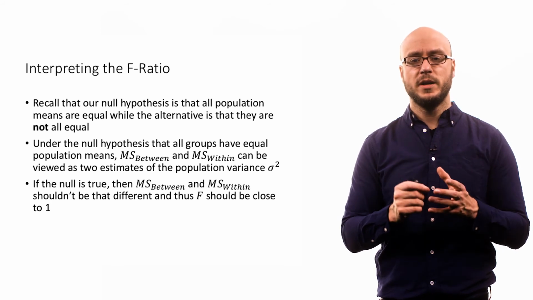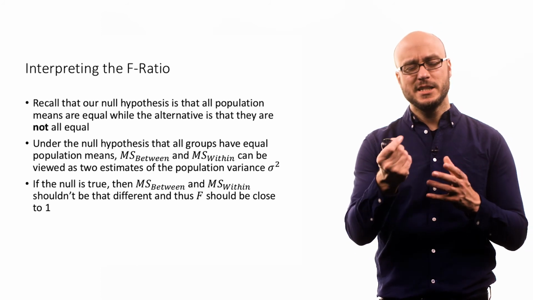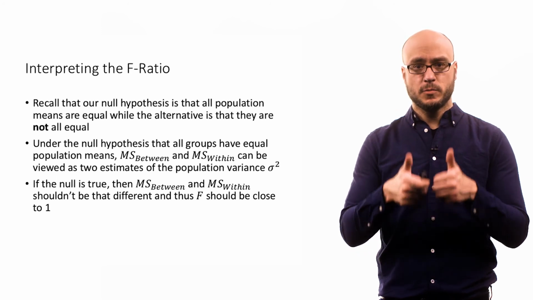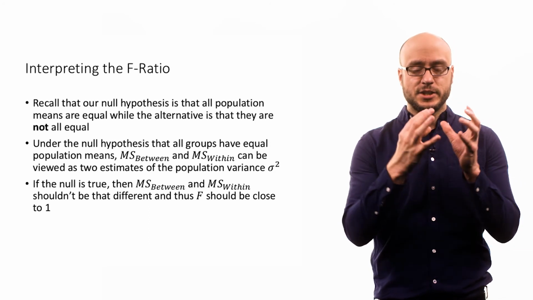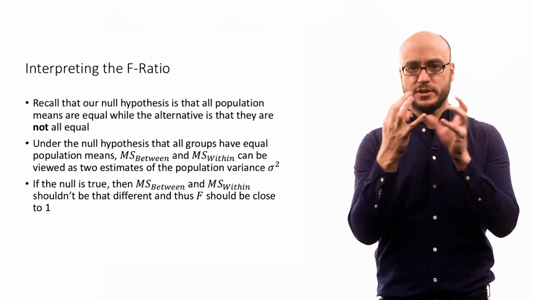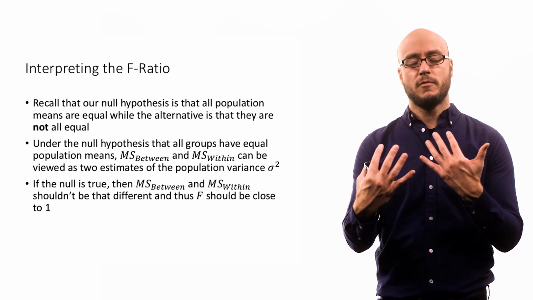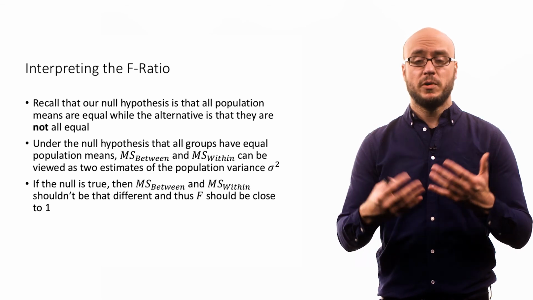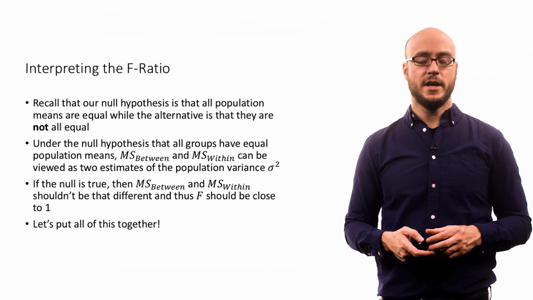Because if the mean squares between and mean squares within are not all that different, then we can say that there isn't much clustering going on. Think of it this way. If the mean squares between is really much larger than the mean squares within, that suggests that most of the differences are across groups, that all these individuals kind of cluster around these groups. But if the ratio between the mean squares between and the mean squares within is close to 1, that suggests that they really are part of the same population overall. So let's put all of this together in just a moment.